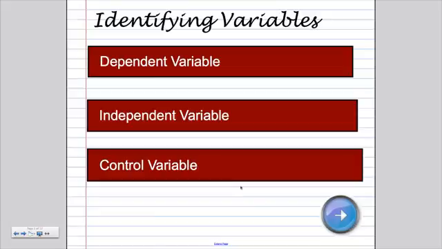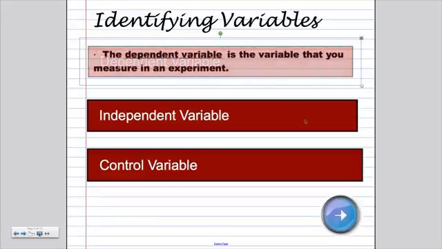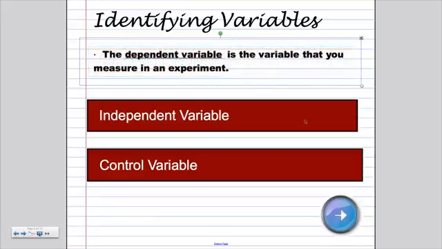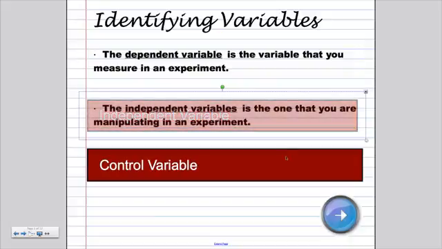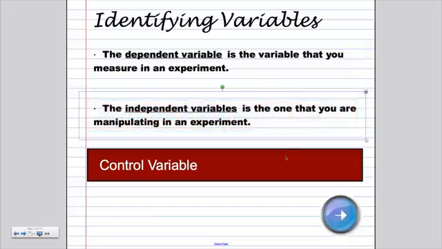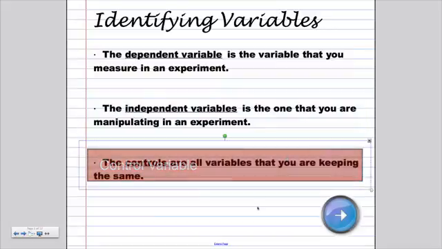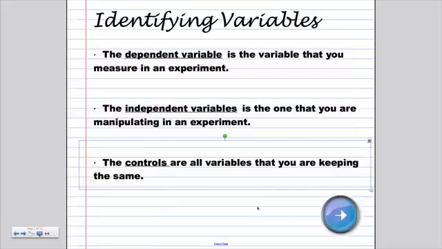Okay, now using your notebook file, click on each answer and let's look at them. Remember, dependent variable is the variable that you measure in an experiment. The independent variable is the one that you are manipulating in an experiment or changing. The controls are the variables that you're keeping the same. So, if you didn't have that written down, pause the video until everyone has written these notes.